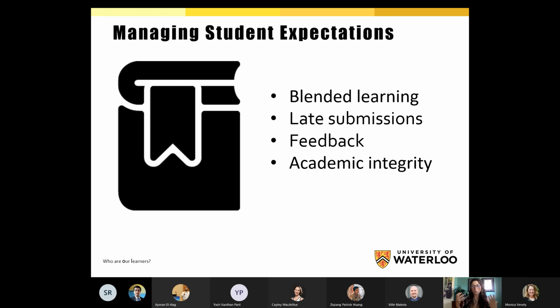One where even in the remote environment, they struggle to manage their time. And now they have to balance courses that are being offered partially online, partially in person. Some courses will be fully in person, fully online, and really understanding the different requirements of all of those courses. We do notice that students are feeling a bit overwhelmed by that.